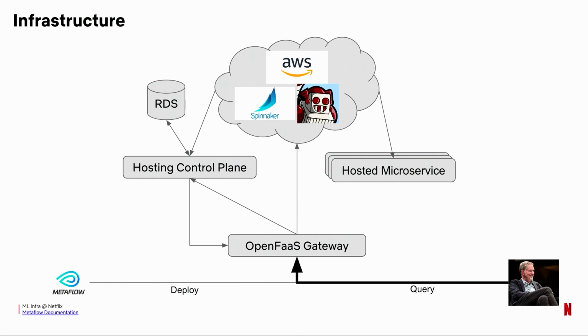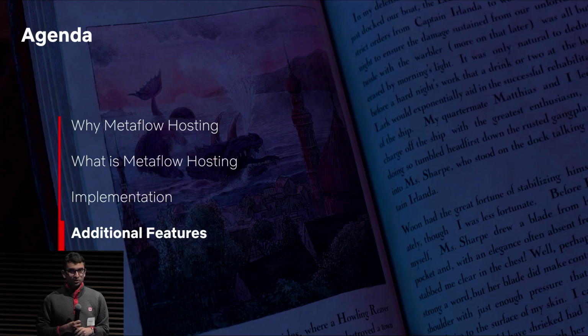Now, going over the query path, if a user wants to query a particular endpoint within our hosted application, the query first goes to the gateway, which again goes to the control plane, which uses the DB to route it to the appropriate endpoint, goes back to the gateway again, and then actually makes the call to the microservice or the hosted front end. And finally, we get the response back. So that's Metaflow hosting at a high level.